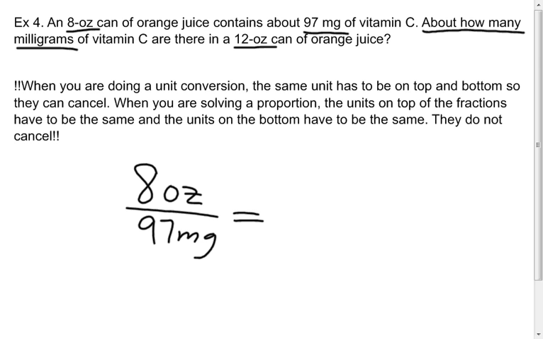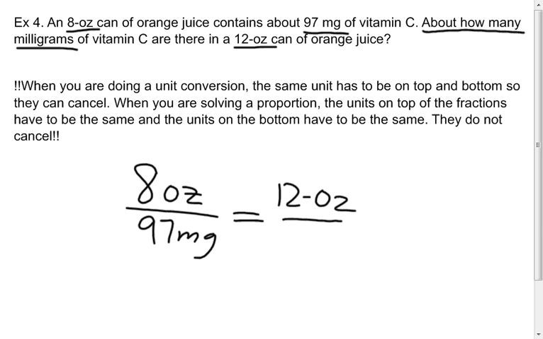Well, in this type of problem, the units have to be the same on top all the time. So I have 8 ounces on top of one fraction, so I also need to have ounces on top of the other fraction. Okay? If I put ounces on the bottom of the right side of the equal sign, it wouldn't be right. That would not be the right way to set it up. I have ounces on top of the left, which means in this type of problem, ounces has to be on top on the right also.